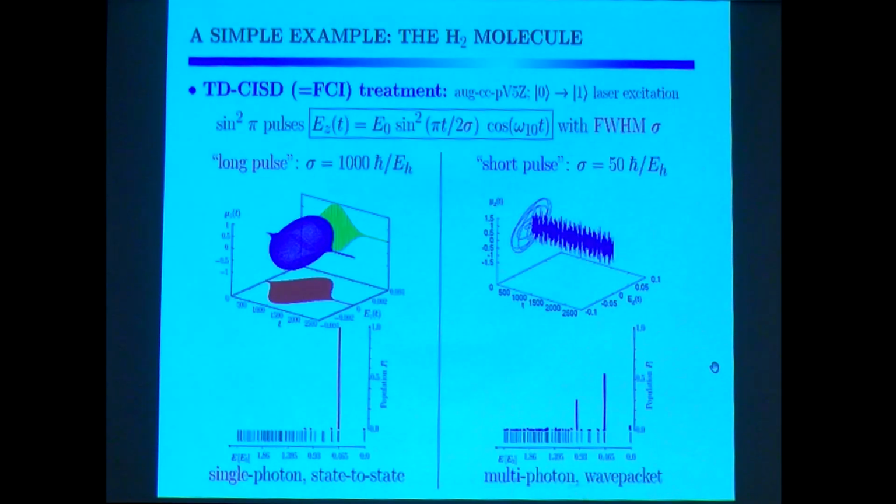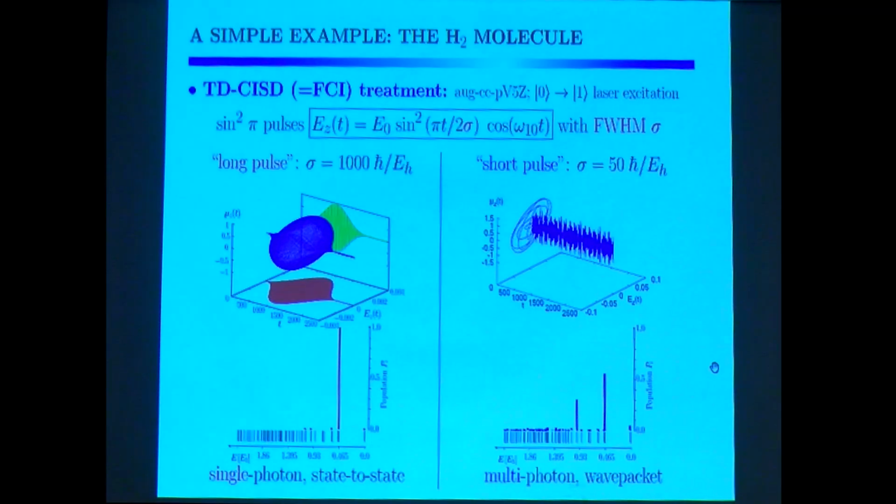What happens if we use a shorter pulse, in this case 50 atomic units? This is a little bit more than a femtosecond. Then you don't create a state-to-state transition, you create a wave packet instead. In this case, it is a linear combination of two excited states, more or less 50 to 50, and the wave packet has the property that even if the pulse is over, it has some dynamics, and the dynamics, for instance, lead to an oscillating dipole moment.